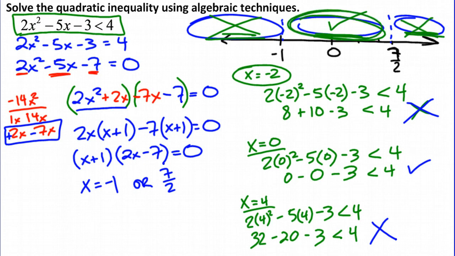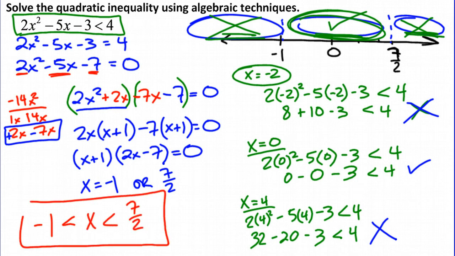So we know that our answer for x is that x lies between negative 1 and 7/2. Or you can use 3.5 if you so choose, but that is where our answer set lies for this inequality.